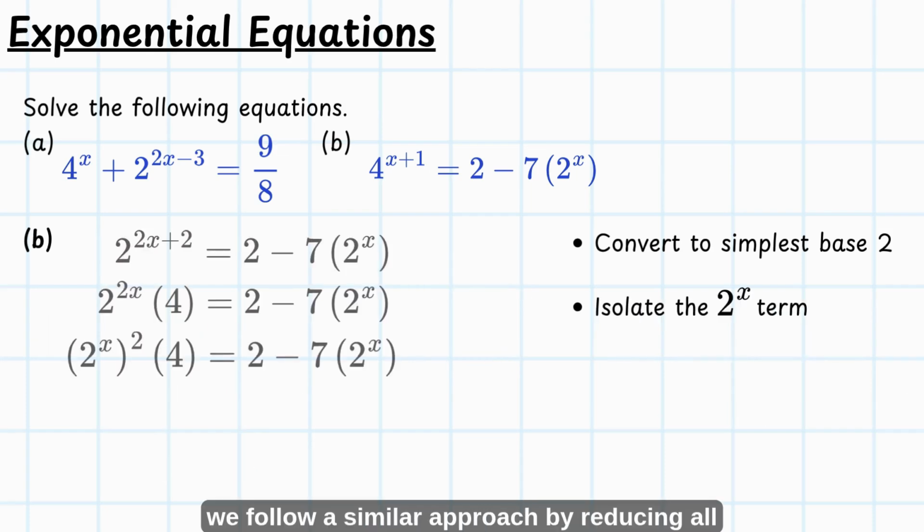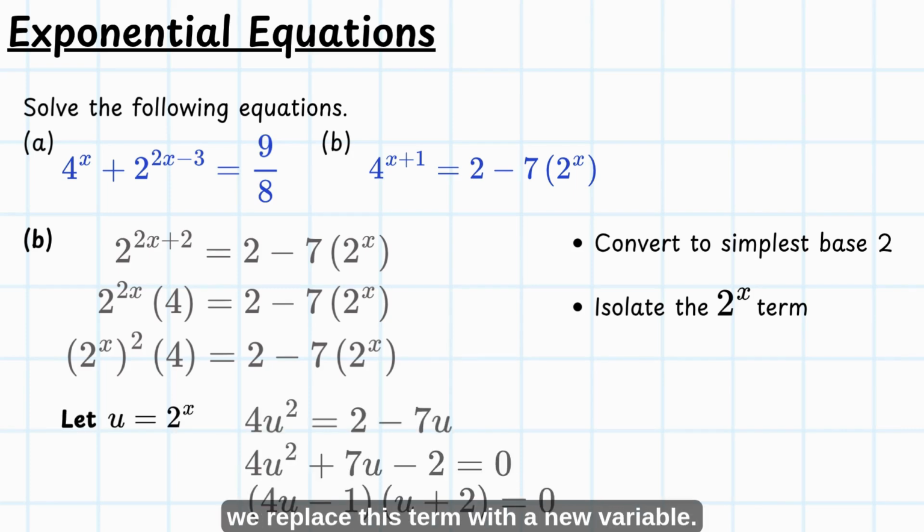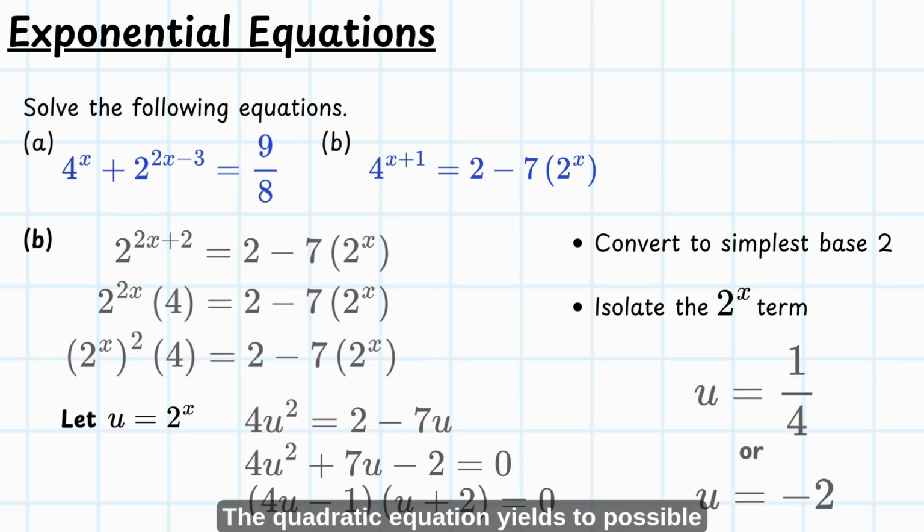For part B, we follow a similar approach by reducing all terms to a simpler base of 2. The first term, 4, is rewritten using base 2. We then separate the known and unknown exponents, isolating the term that contains the unknown exponent. Using substitution, we replace this term with a new variable. This transforms the equation into a quadratic equation, which we then solve. The quadratic equation yields two possible solutions, 1/4 and -2.